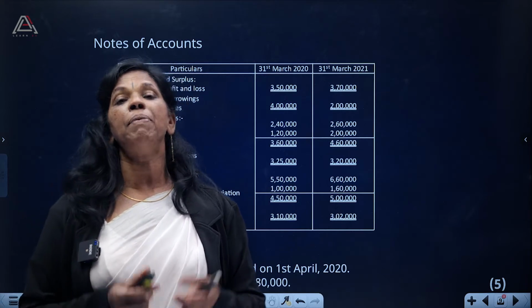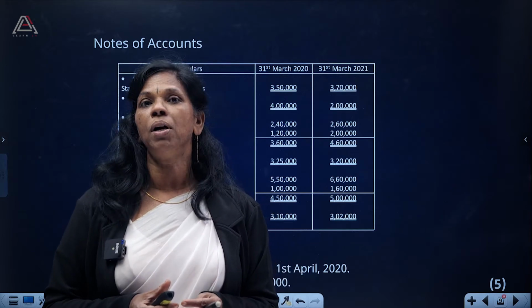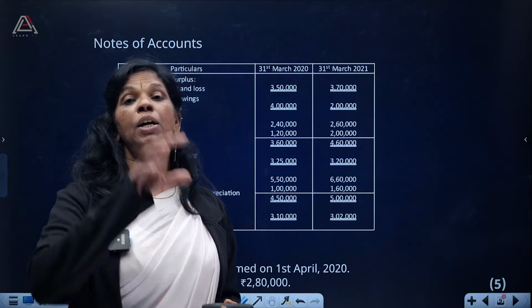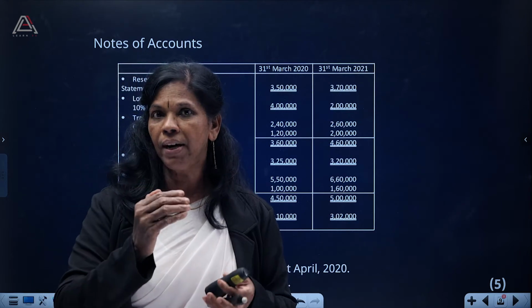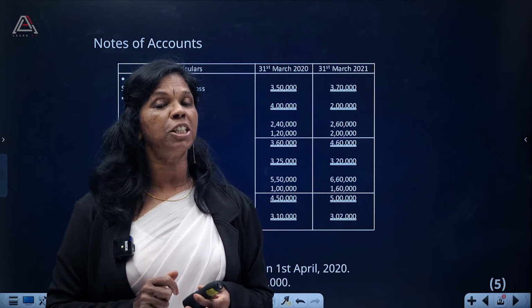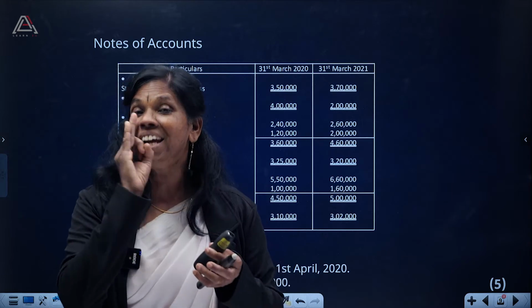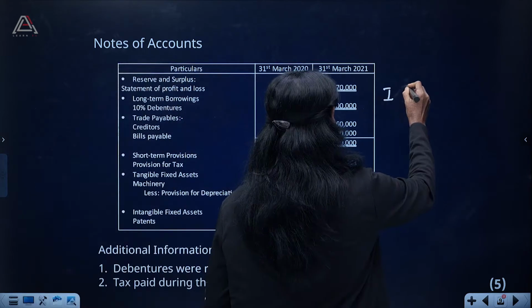Dear student, before going to prepare the cash flow statement, you should have an idea about what the contents of a cash flow statement are. Let us see. You have to prepare the cash flow statement under 3 headings. First, cash flow from operating activity. Second, cash flow from investing activity. And third, cash flow from financing activity.